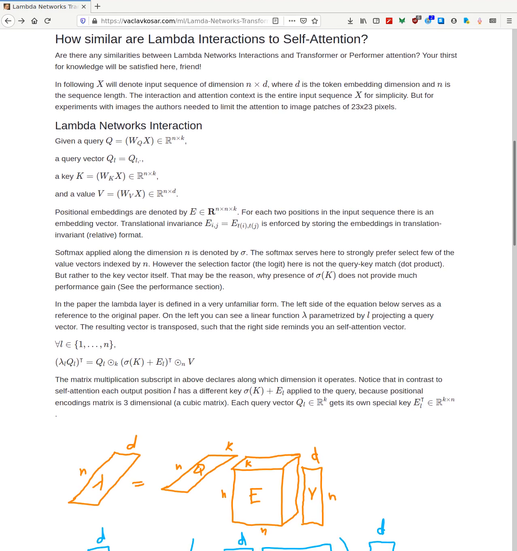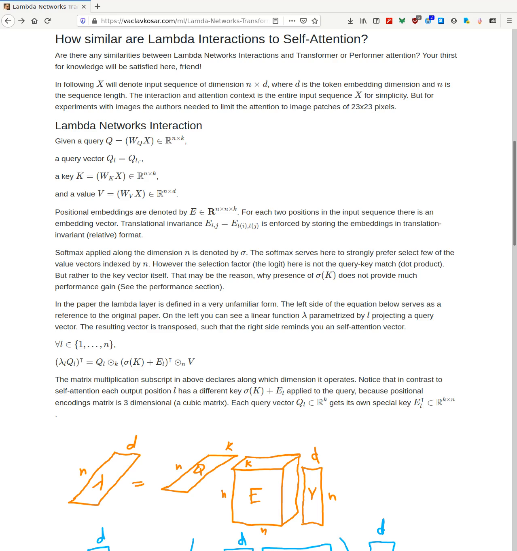How are Lambda networks actually similar to self-attention? So there are some similarities and additional analogies to the Performer that I mentioned. And I will satisfy your first foreknowledge here. So listen on, friend. In the following, the big X will denote the input sequence of dimension n times d, where n is the input token count and d is the token embedding dimension. The interaction and attention context is the entire input sequence here for simplicity.